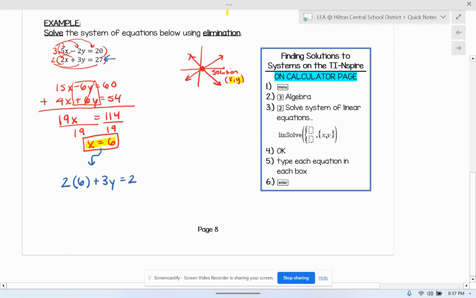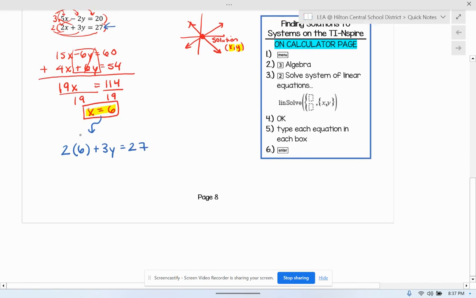Okay. Equals 27. I now have 12 plus 3y equals 27. I'm going to subtract a 12 on both sides. I have 3y is equal to 15. Divide both sides by 3. Y is equal to 5.